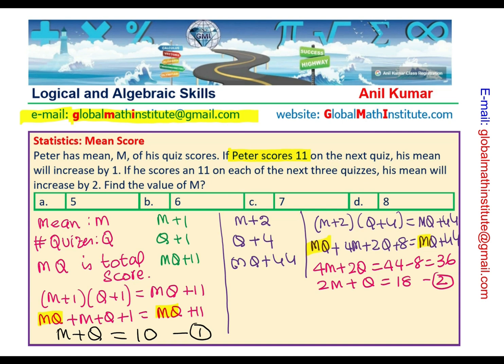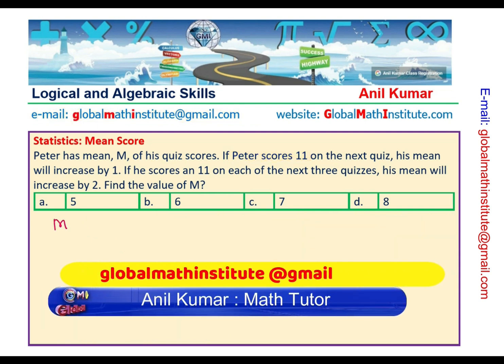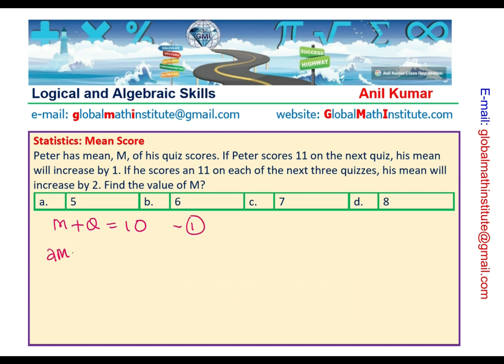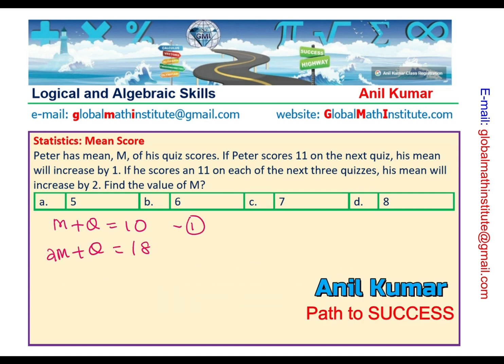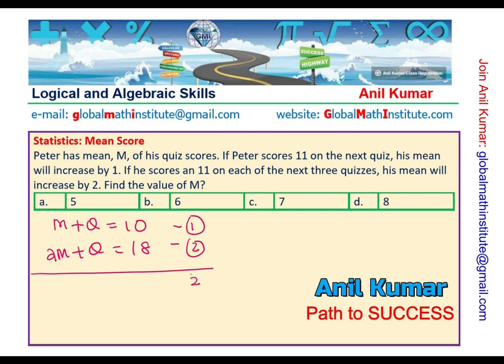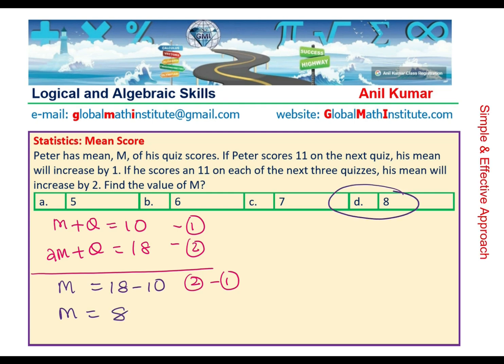I'd like you to pause the video, write down the answer. Just take it to the next page for the complete solution. So we get M plus Q equals to 10 as our equation number 1 and 2M plus Q equals to 18 as our equation number 2. So what happens when you do equation 2 minus equation 1? So 2M minus M is M, and here we get 0. 18 minus 10. So M is equal to 8. So that becomes the solution for this particular question.